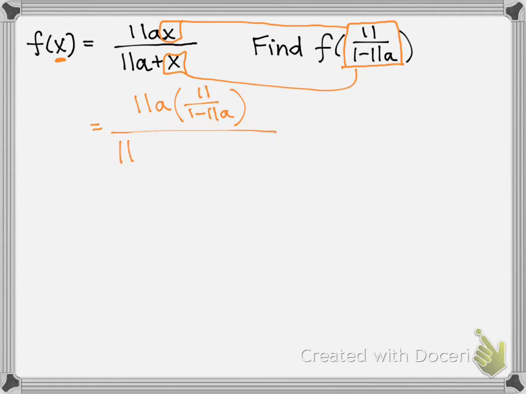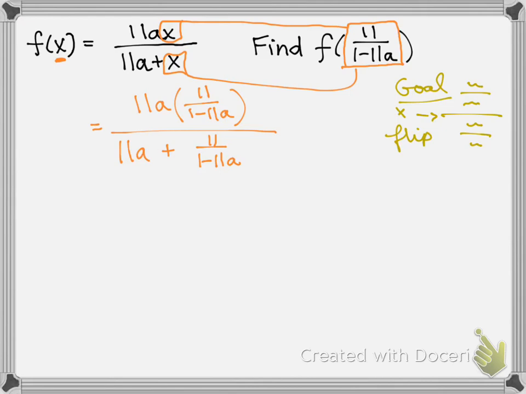And that's all divided by 11a plus 11 over 1 minus 11a. Now, if you remember, anytime you have fractions, the goal here is to get a single fraction over another single fraction, and then we can turn that division into multiplication and flip the bottom fraction, invert and multiply by the reciprocal. So that's the goal here.